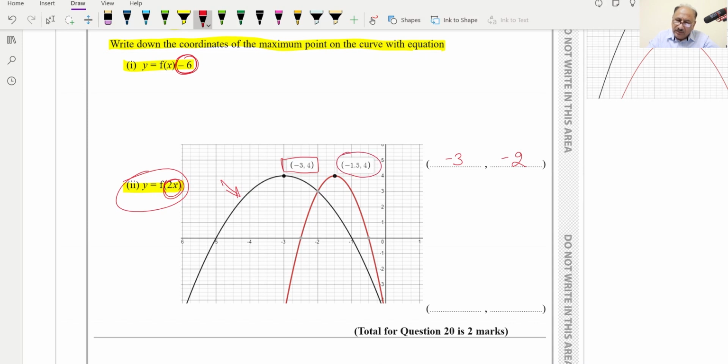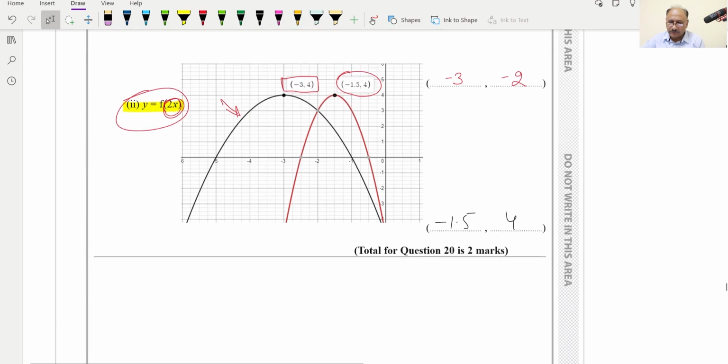If we shift this by the 2x transformation, you can see the new location is -1.5 and 4, and we can mention -1.5 and 4 over here because this will be a stretch. So this red color graph is stretched by this factor, where the x value is reducing, whereas the y value will remain as it is.